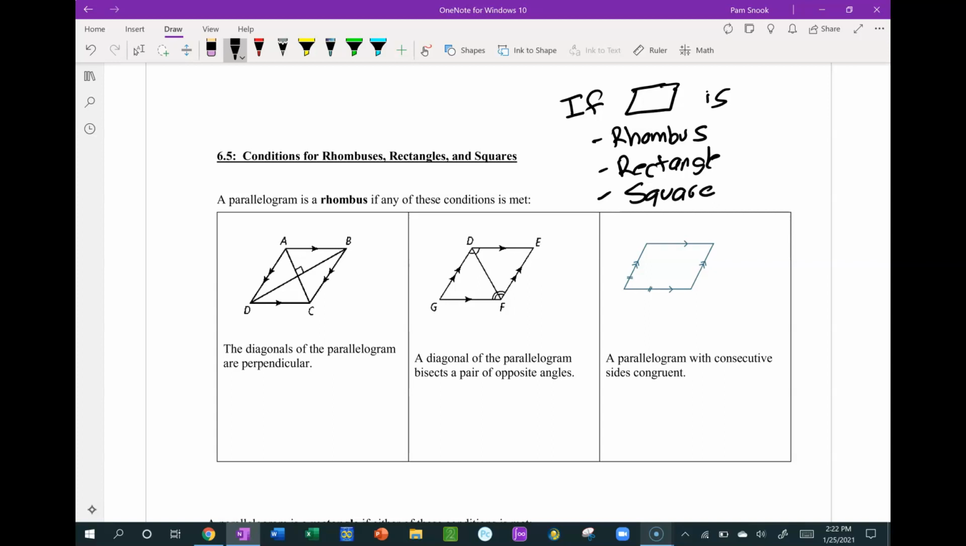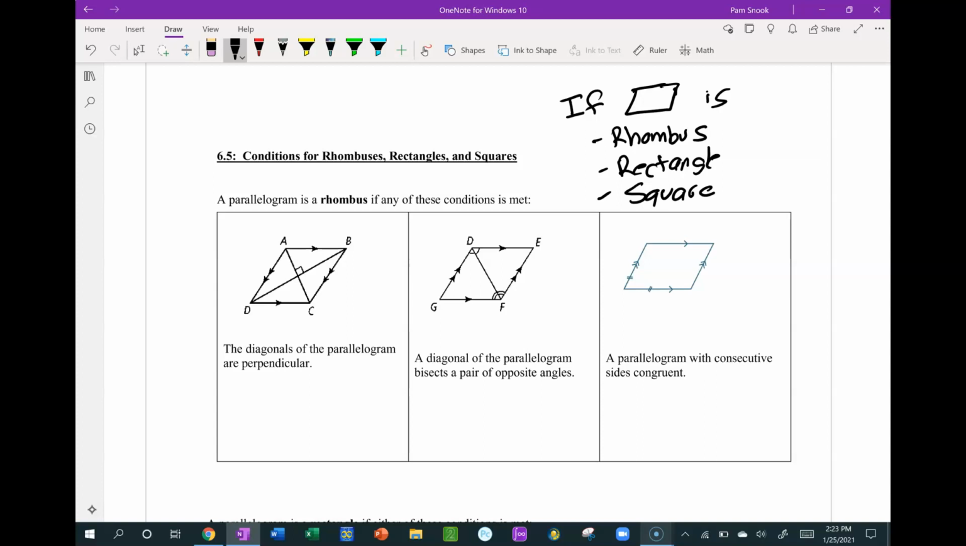Last time in section 6.4, we knew that they were a rhombus, a rectangle, or a square, and there were certain properties that we could say were true about the parallelogram because of that. Today we're going the other way. All we know is that it's a parallelogram, and we're going to look at some properties of it that would allow us to conclude that it's a rhombus, a rectangle, or a square.